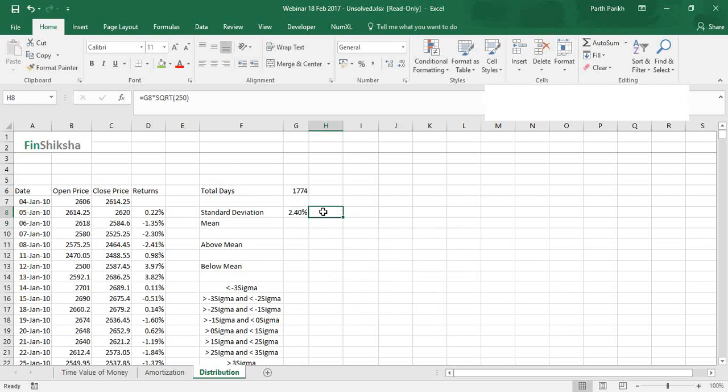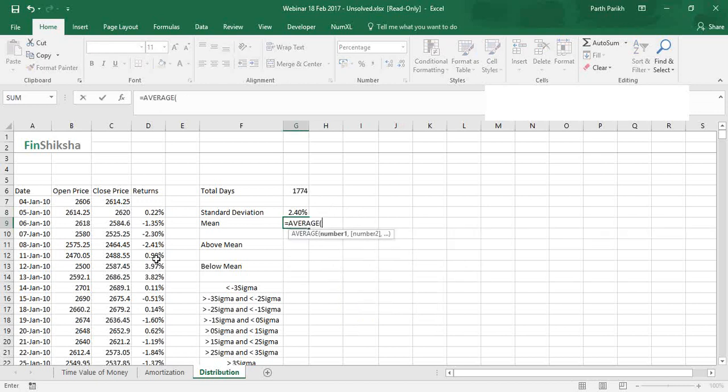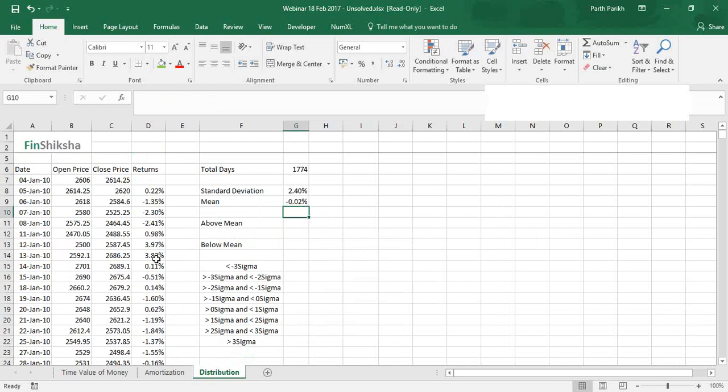Okay. My mean over here is my average, which is my mean returns, 0.02, which is almost negligible, 0.02%. Now to find out the normal distribution, there is something called the mean, the left side of the mean and the right side of the mean.